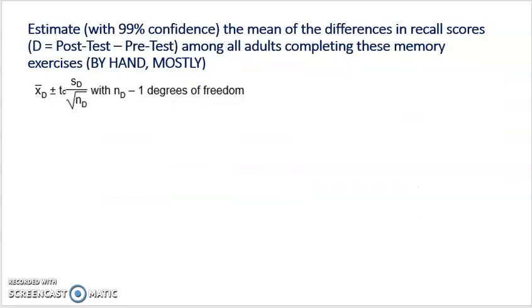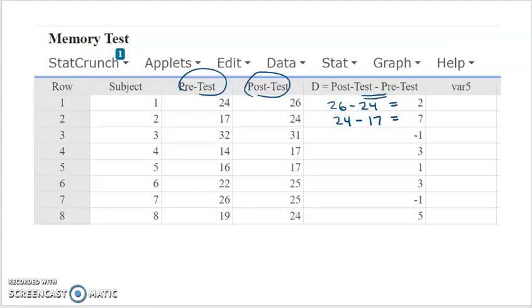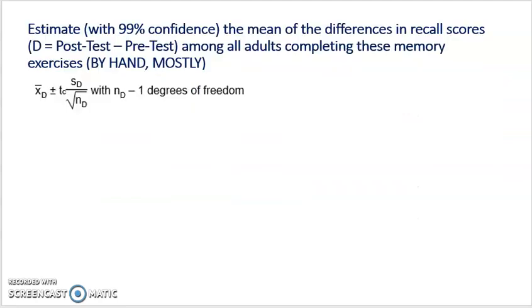All right, so the first thing we want to do is estimate. We were wondering, what do we know about the differences of post-test and pre-test scores? You've already seen in the initial overview video that what we do is we forget about the fact that we have a pre-test and post-test, and we just focus on the column of differences. What do I know about this column of differences in the post-test and pre-test? So I want to estimate, say with 95% confidence, the mean of the difference in recall scores, D, for the post-test minus the pre-test among all adults completing memory exercises.